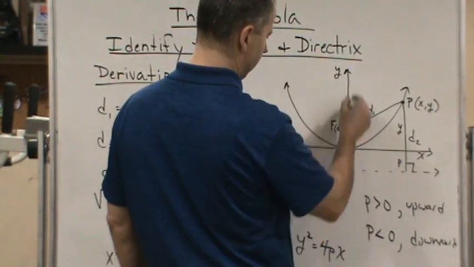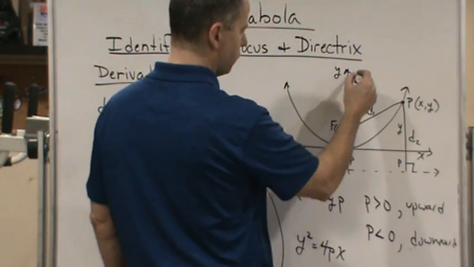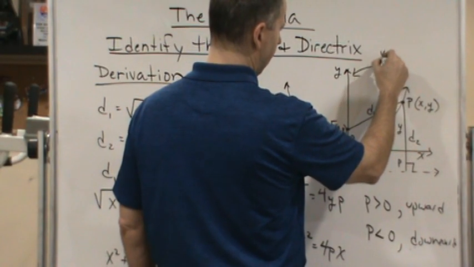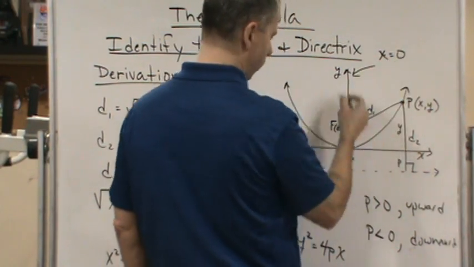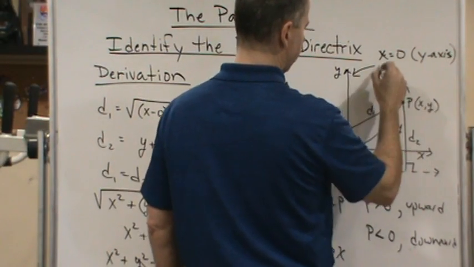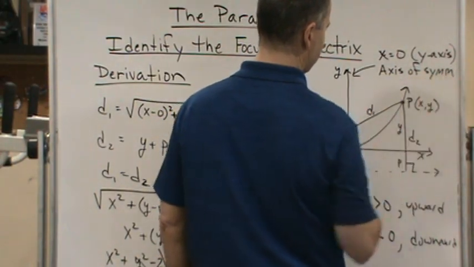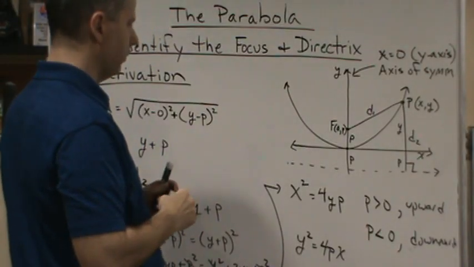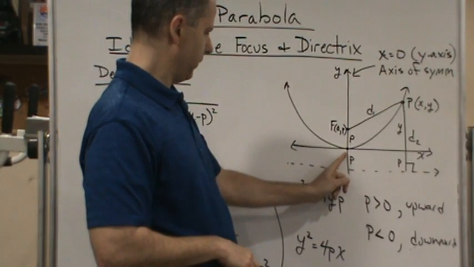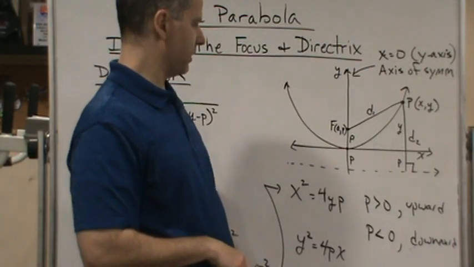Oh, one other thing that I did not mention in the last video that I want to mention now is this line here, the line that cuts the parabola in half, is what we call the axis of symmetry. So in this case, x equal to 0, the y-axis, is what we call the axis of symmetry. So the line that goes straight through the vertex that's perpendicular to the directrix is called the axis of symmetry.